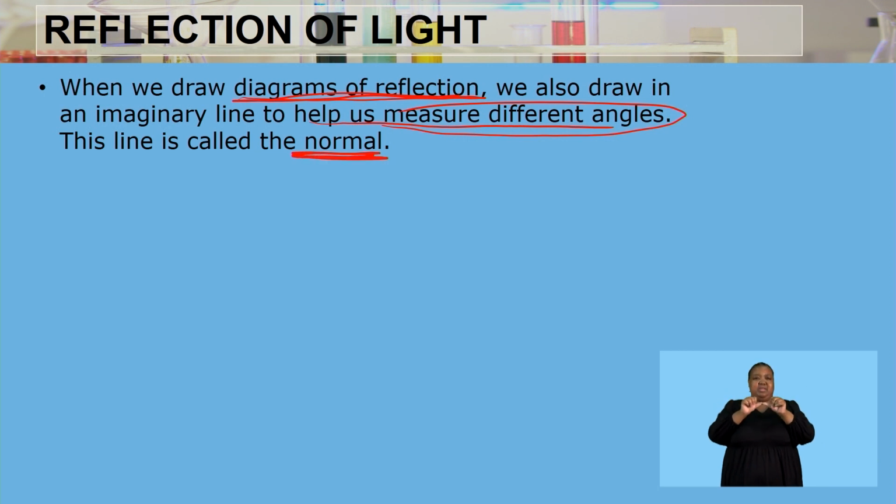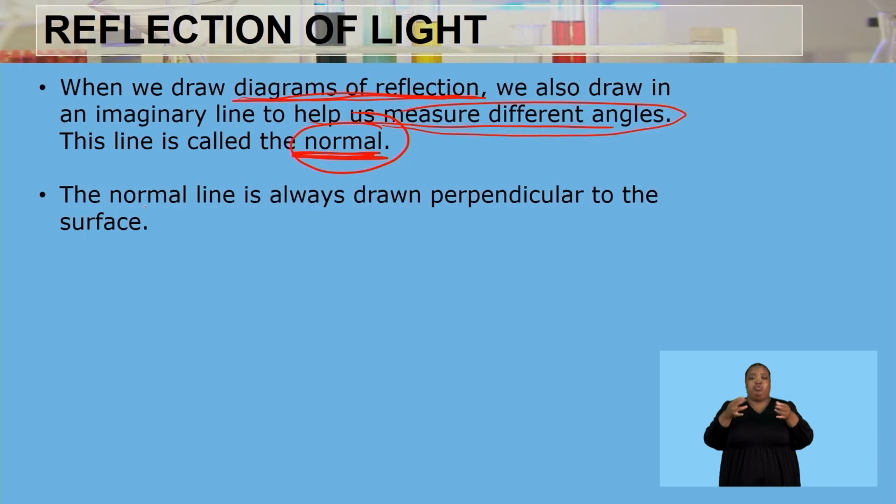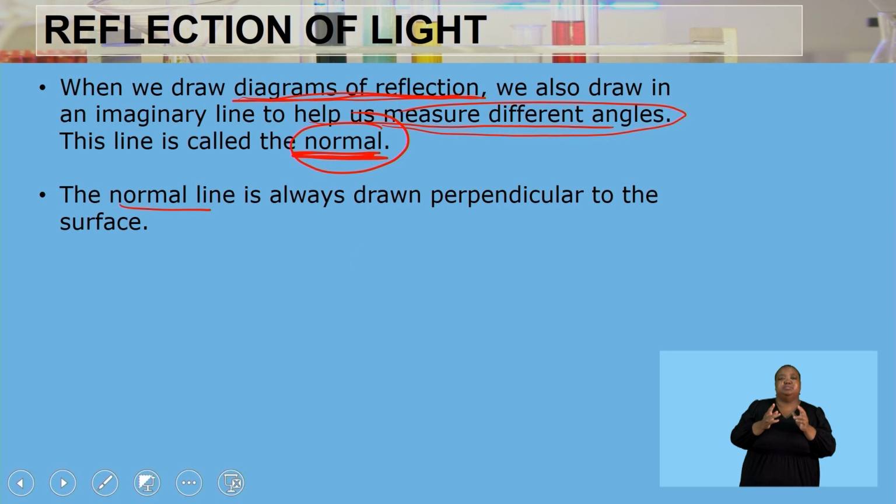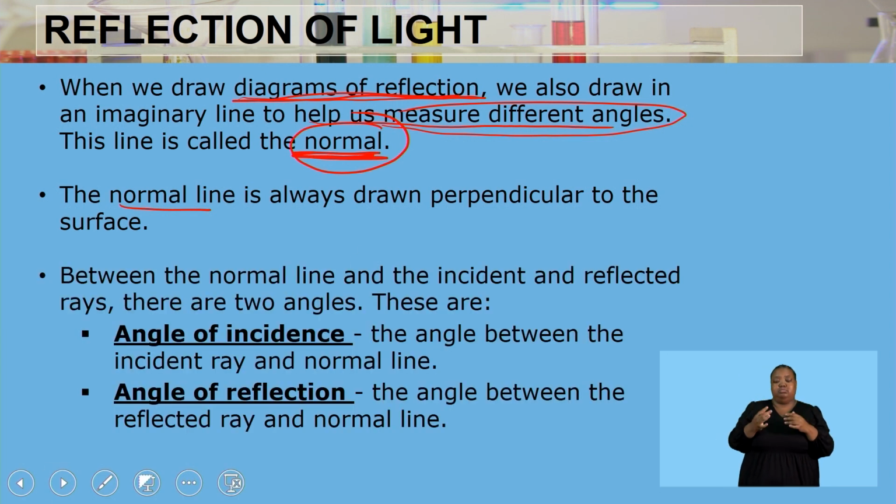So we have now talked about three lines. The incident ray, which is the ray coming from the source. The reflected ray, the one that is bouncing off the surface onto the observer. And this imaginary line that helps us to measure the two angles in that ray diagram, which is called the normal. The normal line is always drawn perpendicular to the surface.